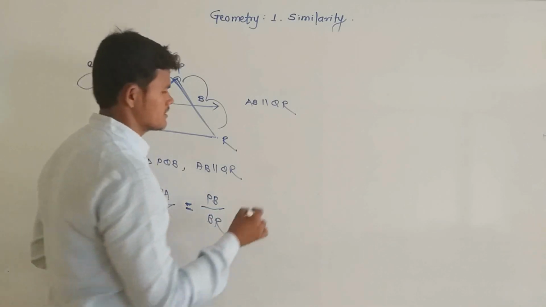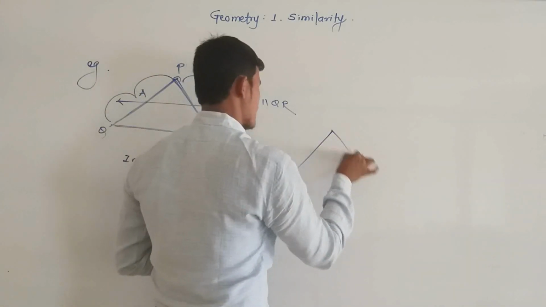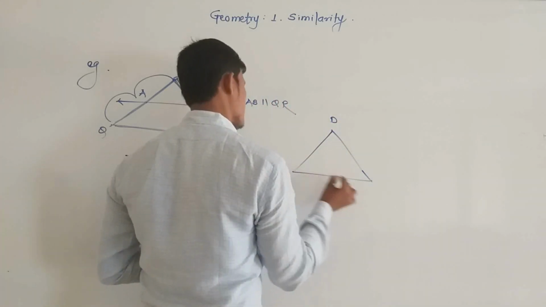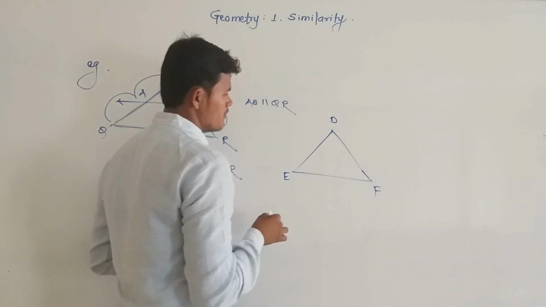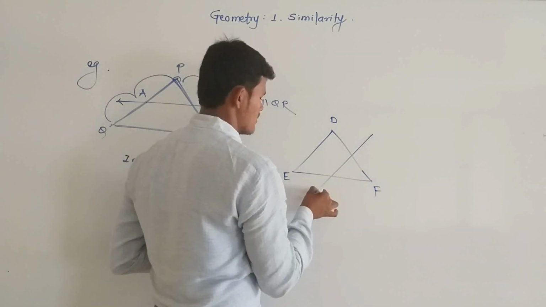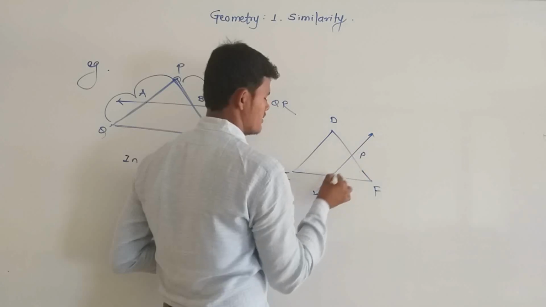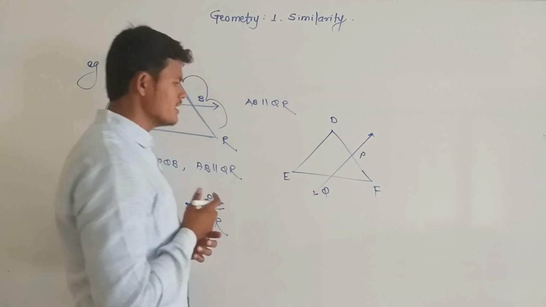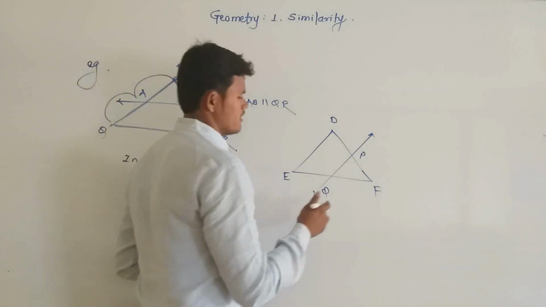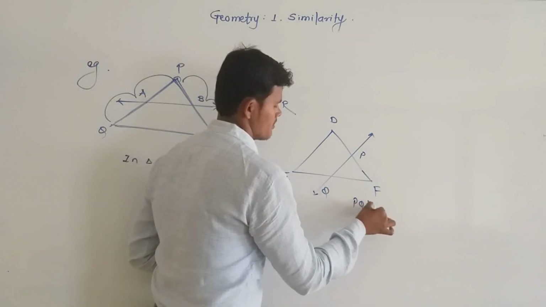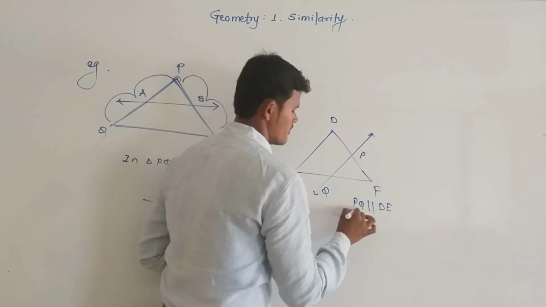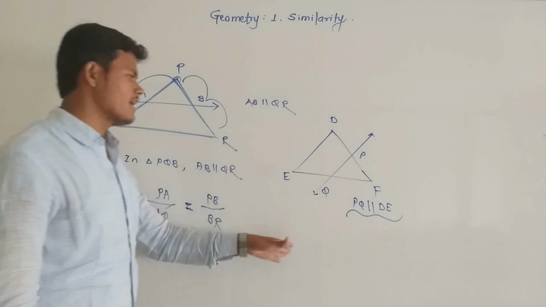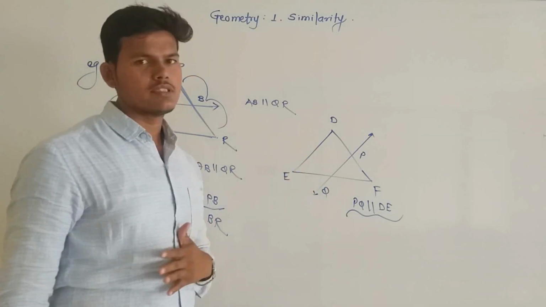Another example. In triangle DEF, segment PQ is parallel to segment DE. Segment PQ is parallel to segment DE. So what is given is here, PQ is parallel to DE. So here we are using the basic proportionality theorem. Why? Because here it is given that one line is parallel to any one side of a triangle.